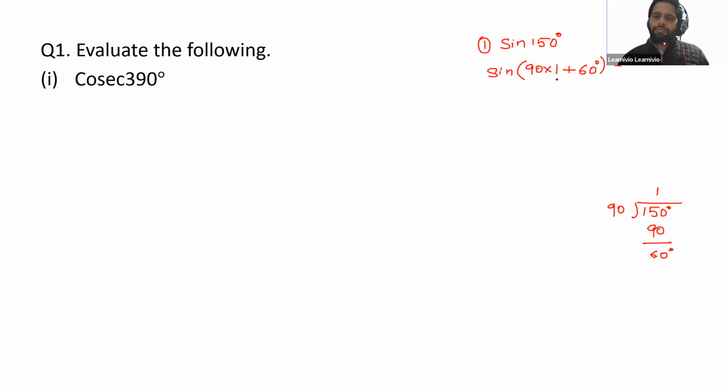Now Udvika, please tell me, this is odd, so will sine change into cos or not? Yes, sir. It will change into cos. So we will write cos 60 degree. Now check the quadrant. This is 0, this is 90, this is 180, and this is 270. Can you tell me this 150 line, which quadrant?